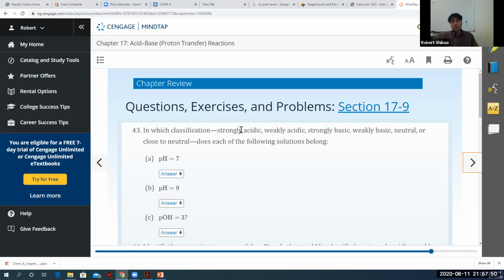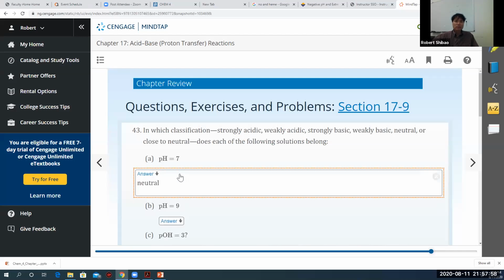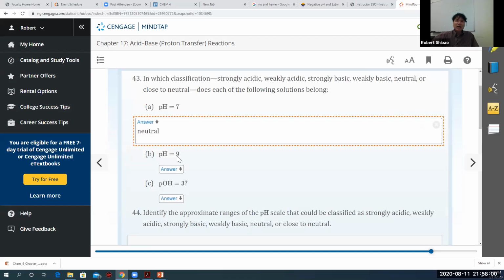In which classification, strongly acidic, weakly acidic, strongly basic, weakly basic, neutral, or close to neutral, does each of the following solutions belong? pH 7 is neutral. pH 9, well, it's greater than 7, so it's basic, but it's not 14, so it's moderately basic. Or what would they give us? Weakly basic. This is not strongly basic.